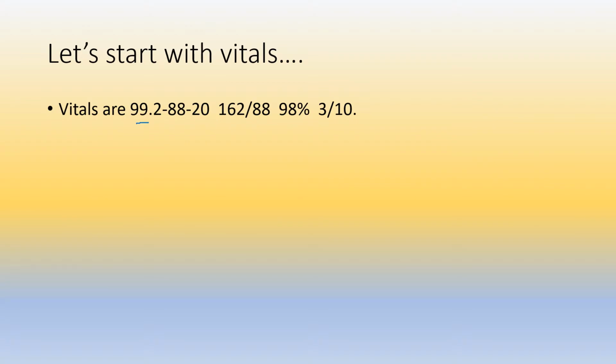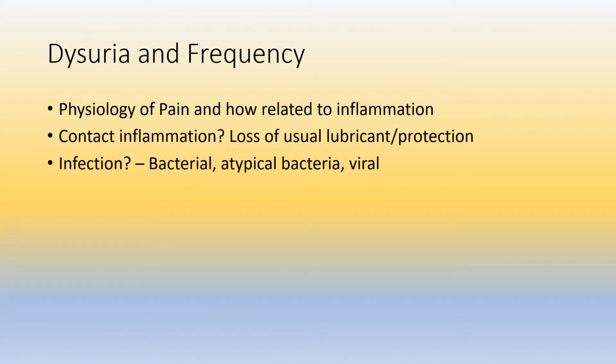So again, temperature goes up with any sort of inflammatory process in the body. Blood pressure could be from the pain. Hard to assess that, but you need multiple readings before you can make a diagnosis of hypertension, and other vital signs look fine. So pain and inflammation. Inflammation causes increased pain chemicals to be released. The inflammation usually decreases the lubrication and protection. You can get a bacterial infection, you can get atypical bacteria, and you can also get viral. Viral is not very common in the urinary tract, but is very possible.